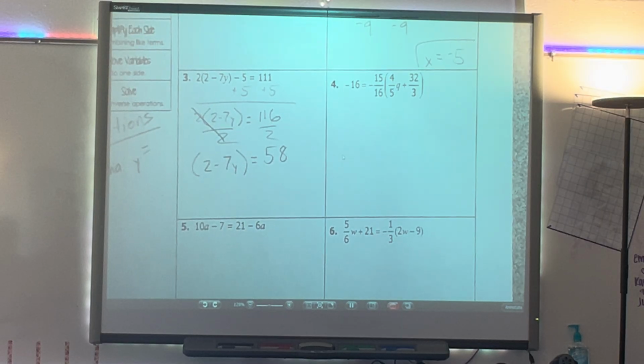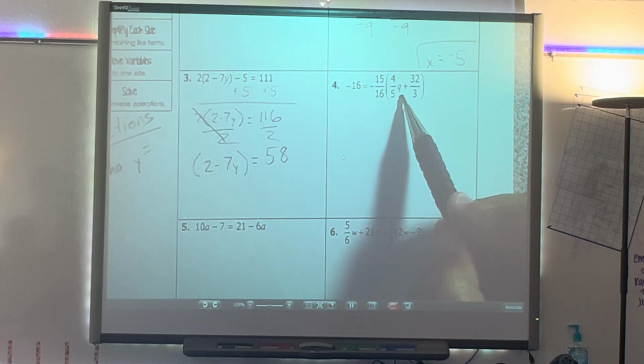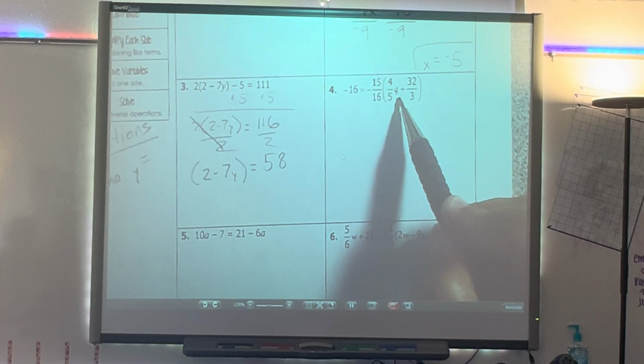I could distribute -15 over 16 to both of those. Like, I could multiply those fractions first. But if I think about it, like, I'm taking things apart. So I'm trying to get stuff away from this, right? So I don't wanna put the negative 15 over 16 in, I wanna separate it back, I wanna get it to the other side. Is everybody okay with that?